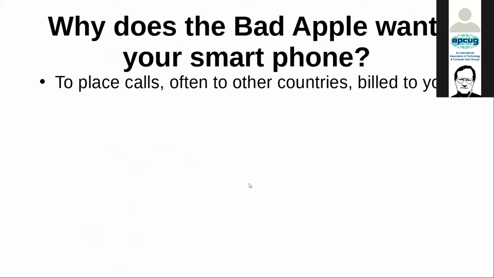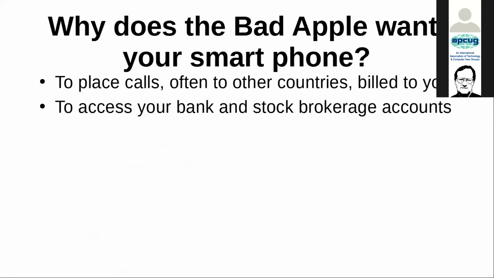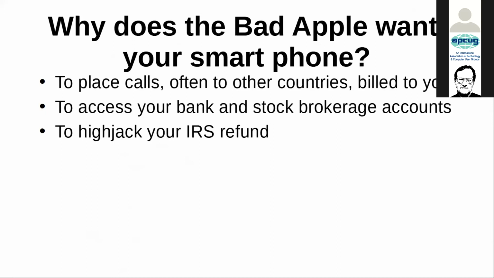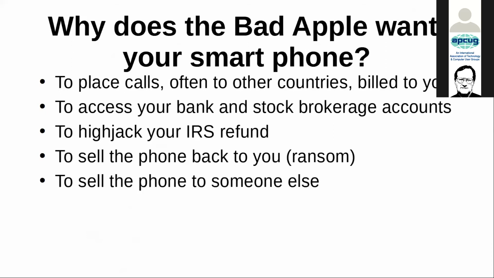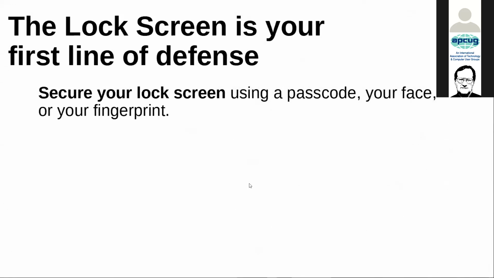Often to place calls to other countries, and those get billed to you. To access your bank and stock brokerage accounts. To hijack your IRS refund, and that's been a big deal in the past few years, by the way. To sell the phone back to you, sort of think of it as a ransom, or to sell the phone to someone else. Lots of different motivations. So the lock screen, as I mentioned, is going to be your first line of defense.